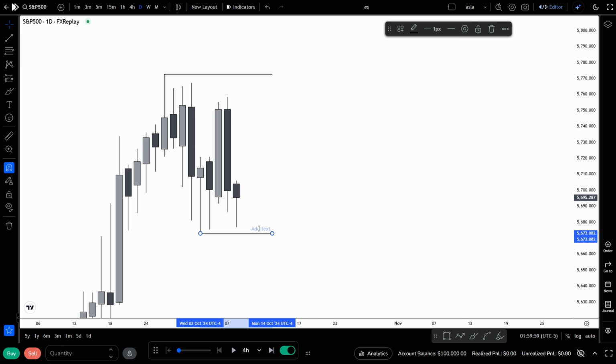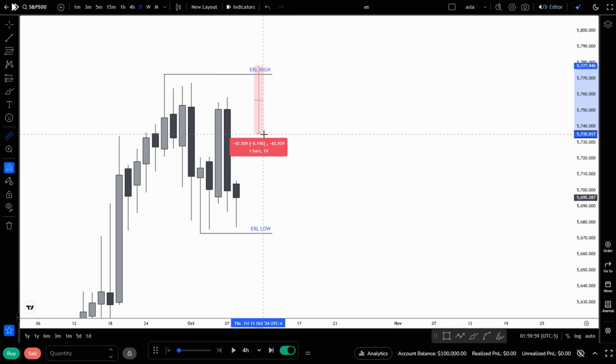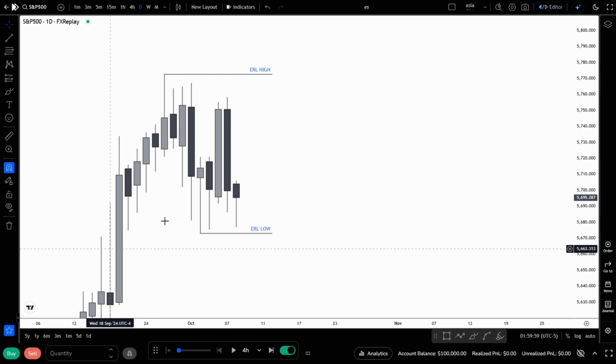Once those levels are defined, I am looking for one of two things to happen. The first scenario is a manipulation of one side of the external range. If price sweeps one side of the range and then confirms a reversal, that sweep becomes the point of reversal. From there, I can look to trade expansion toward the opposite side of the range. And along that move, I can begin framing continuation entries.